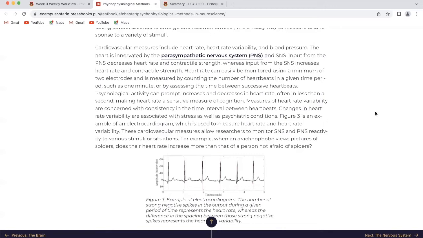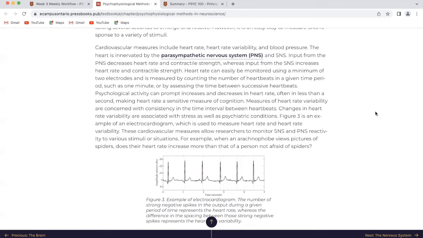the number of heartbeats in a given time period, such as 1 minute, or by assessing the time between successive heartbeats. Psychological activity can prompt increases and decreases in heart rate, often in less than a second, making heart rate a sensitive measure of cognition. Measures of heart rate variability are concerned with consistency in the time interval between heartbeats. Changes in the heart rate variability are associated with stress as well as psychiatric conditions.